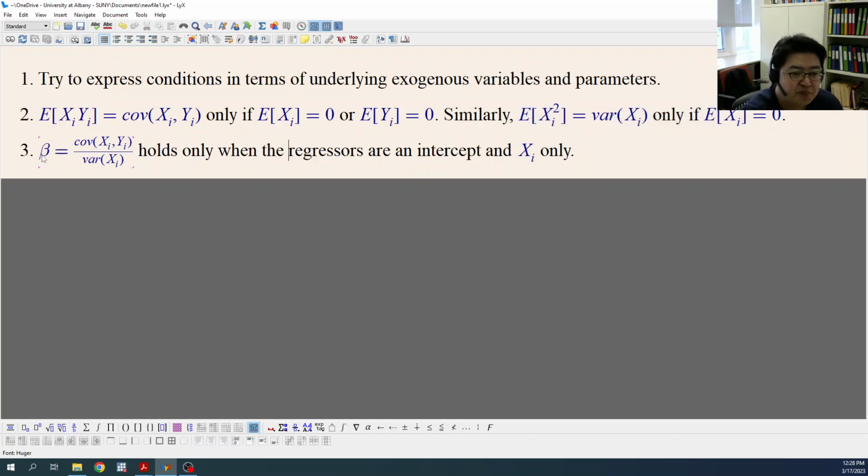And furthermore, I think I mentioned it in homework 1 and in class. This holds only when the regression has one intercept and one regressor, one variable.